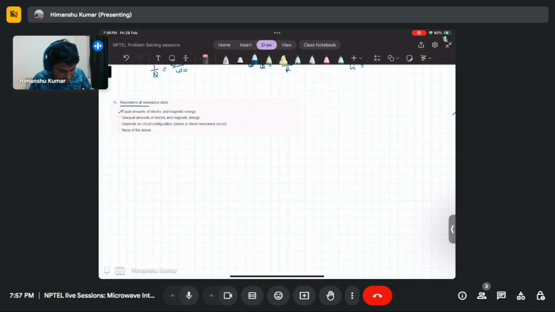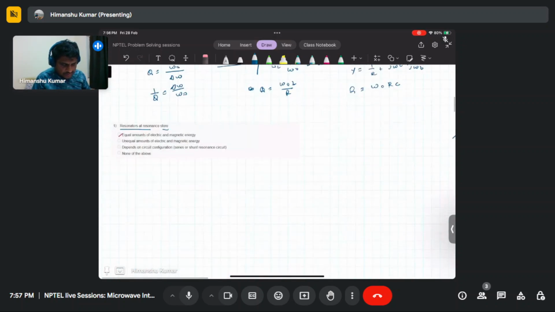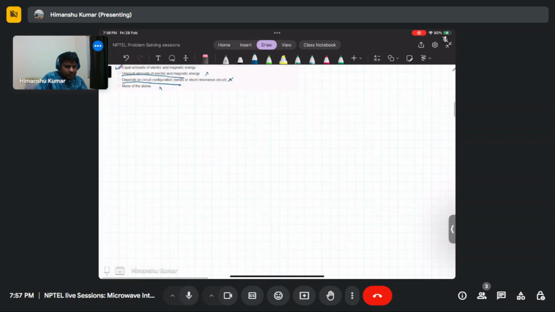The resonator at resonance stores, as I explained initially, an equal amount of electric and magnetic energy. So basically, at resonance, the electric energy will be equal to the magnetic energy, right? That is straightforward. The other options are an unequal amount of electric and magnetic energy, depending on the circuit configuration. No, this is wrong. None of the above is all wrong.